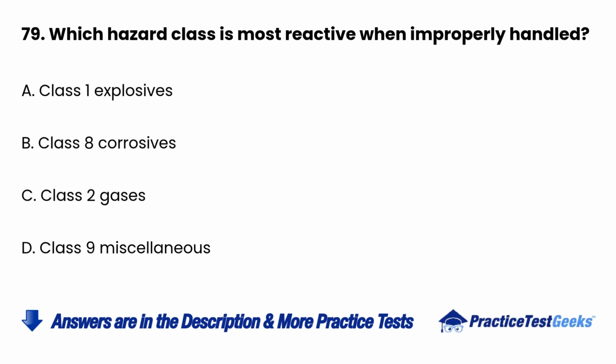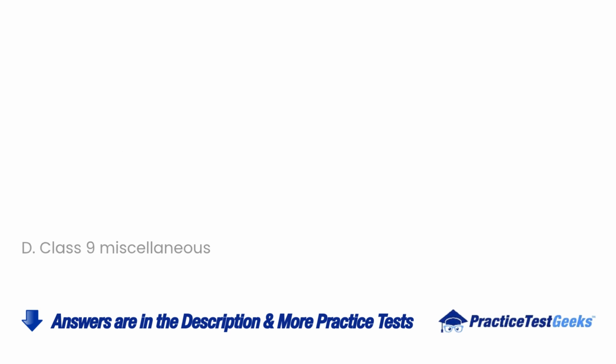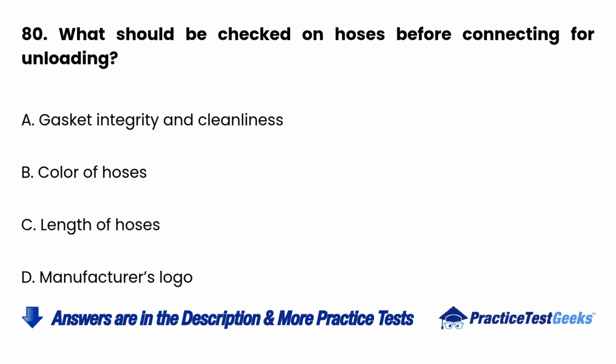80. What should be checked on hoses before connecting for unloading? A. Gasket integrity and cleanliness. B. Color of hoses. C. Length of hoses. D. Manufacturer's logo.